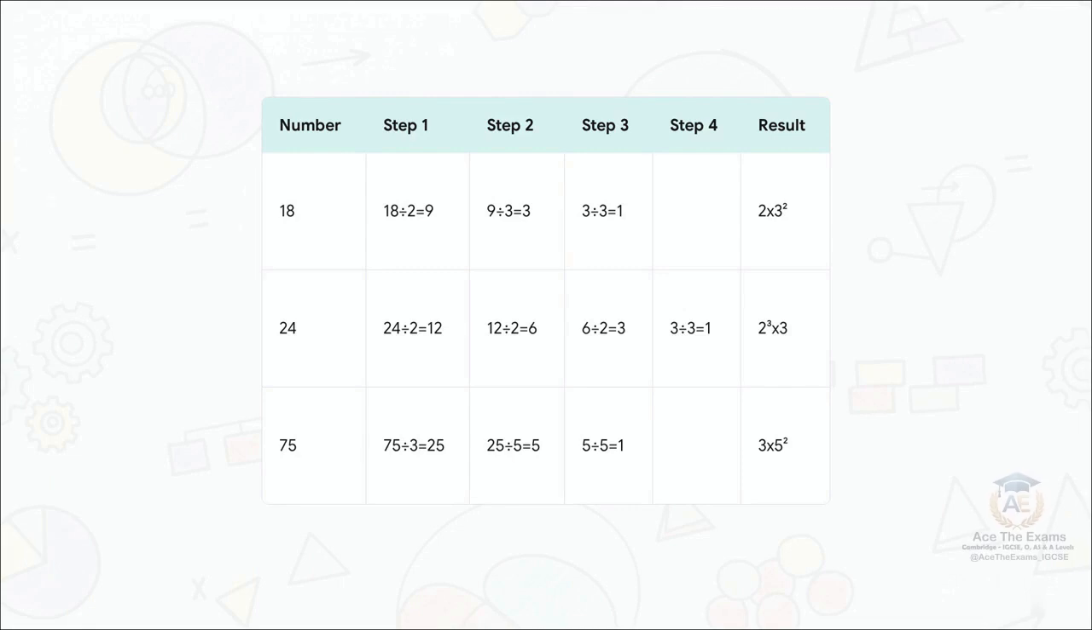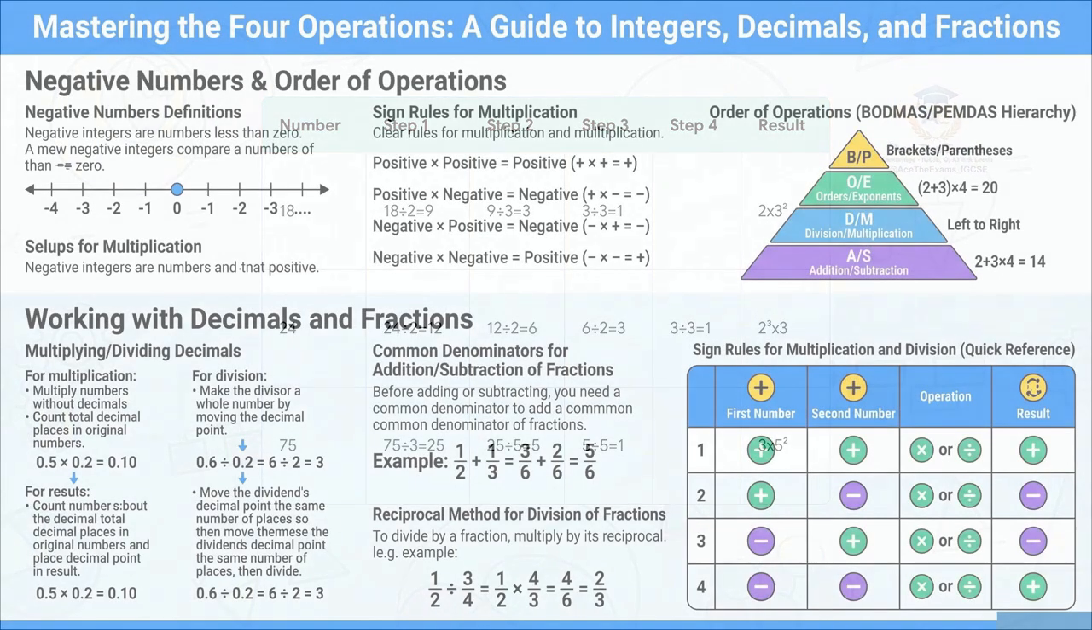Now, what's really interesting about this is how we can take complex numbers and completely break them down into their pure prime essence. Let's look at prime factorization using division ladders for 18, 24, and 75. The most reliable method here is to just keep dividing by the smallest prime numbers in order. Take 18. Divide by 2, you get 9. Divide by 3, you get 3, and by 3 again to get 1.